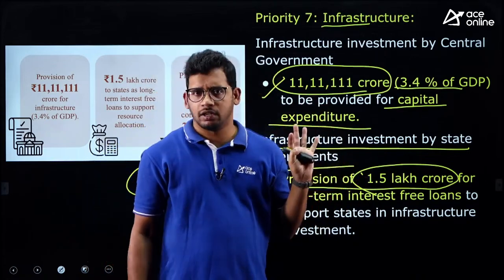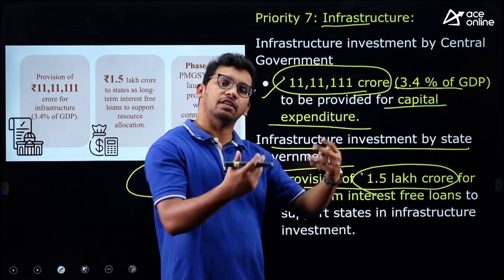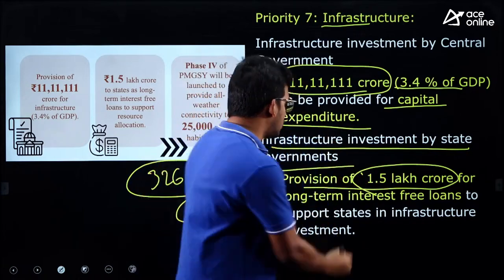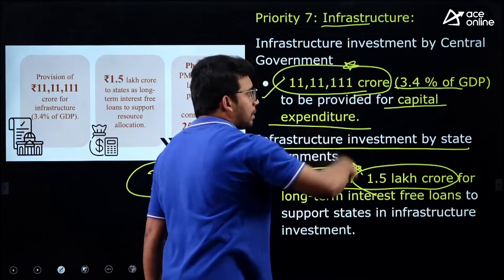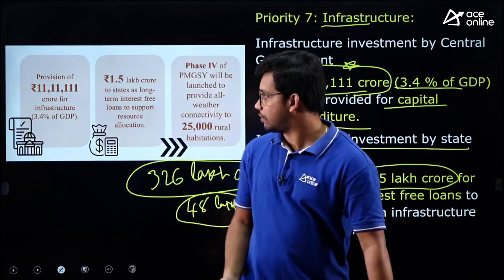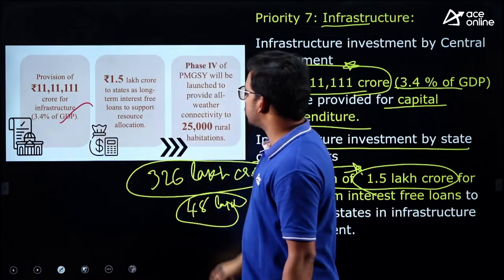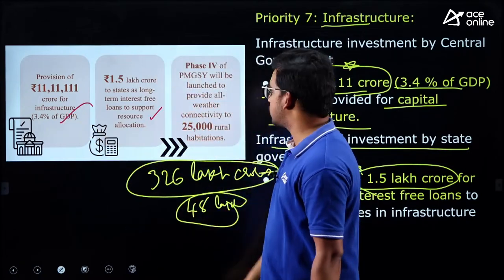Any state can take it, every one of the 28 states can take it, and they can invest in infrastructure. In future they need to pay back without any interest. So this number is also important to develop the infrastructure, right. We have discussed this, 1.5 lakh crore for states, this also we have discussed.